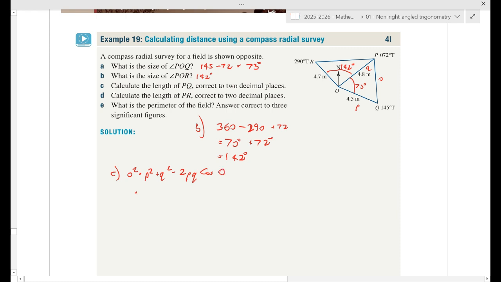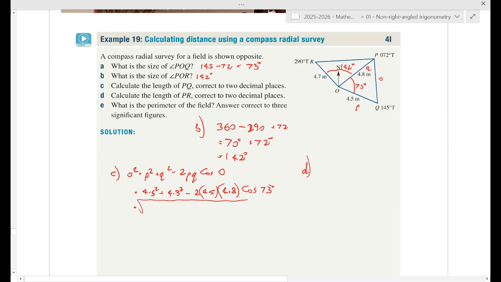So we're substituting all that in. So we've got 4.5 squared plus 4.8 squared minus 2 times 4.5 times 4.8 and cos of the 73 degrees. So that's what you'll chuck into your calculator and then find the square root of that. I'm not going to bother doing the answer. I'll leave that for you guys.